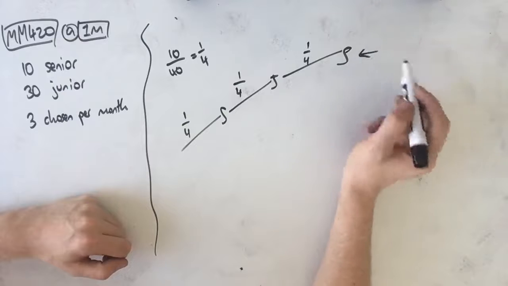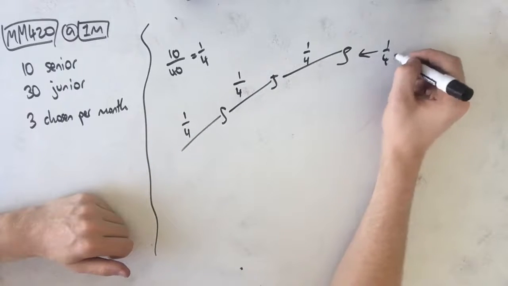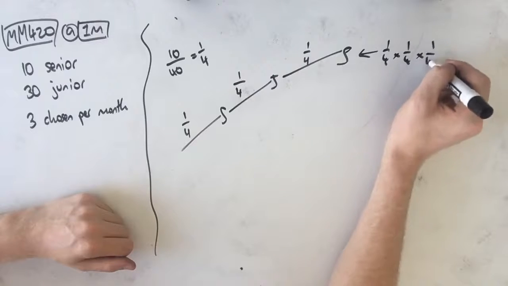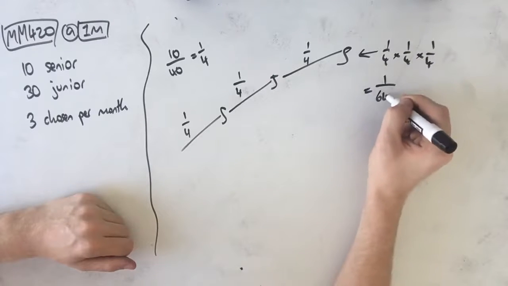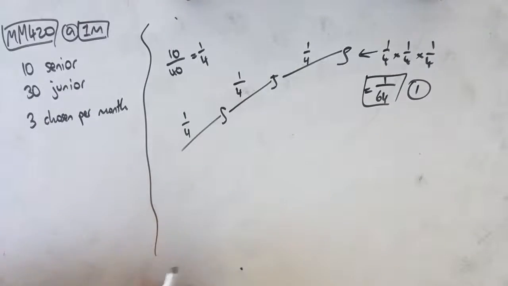So choosing 3 senior staff in 1 month, or no junior staff, is 1 on 4 times 1 on 4 times 1 on 4, which is 1 on 64. That's our first and only mark for part A. Let's move on to part B.